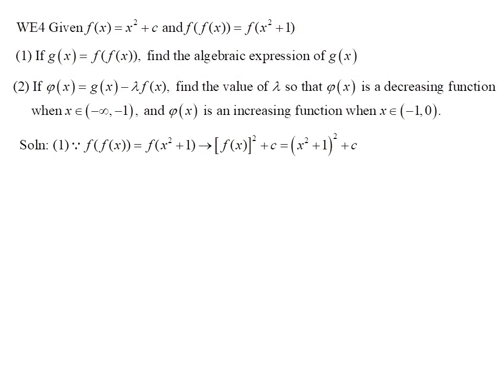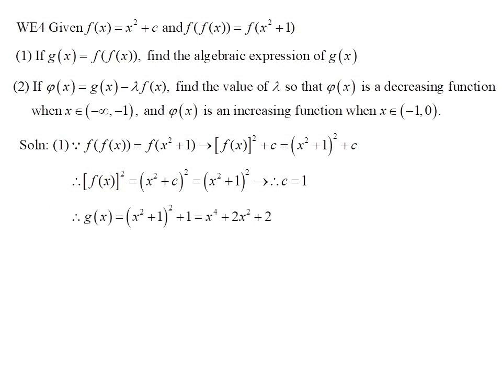As for the first question, since f of f(x) equals f of x squared plus 1, so f squared of x plus c equals (x squared plus 1) squared plus c. Hence, the value c is obtained, which is 1. Therefore, g(x) equals (x squared plus 1) squared plus 1, which equals x to the 4th plus 2x squared plus 2.